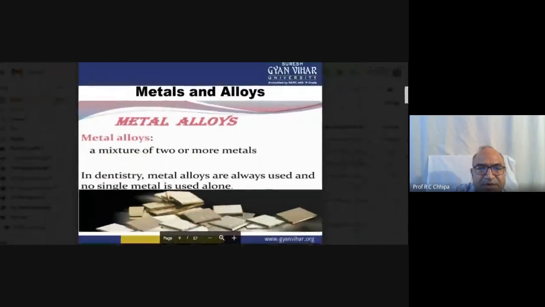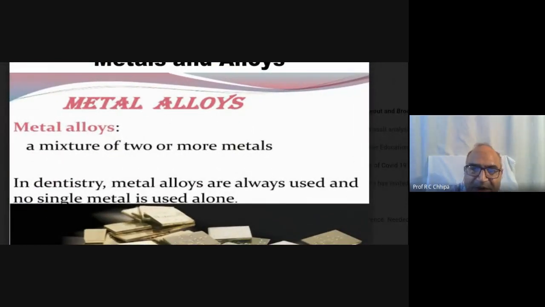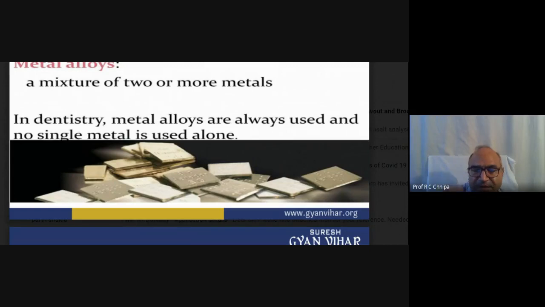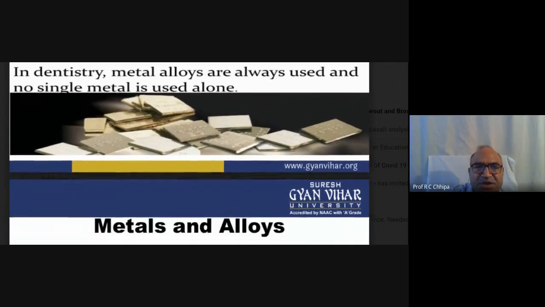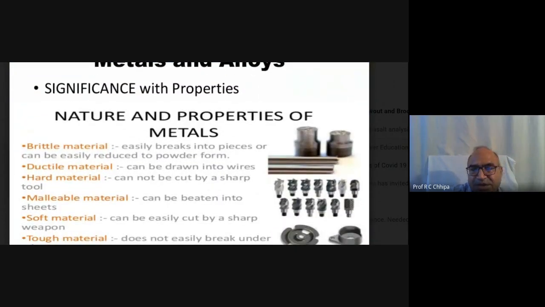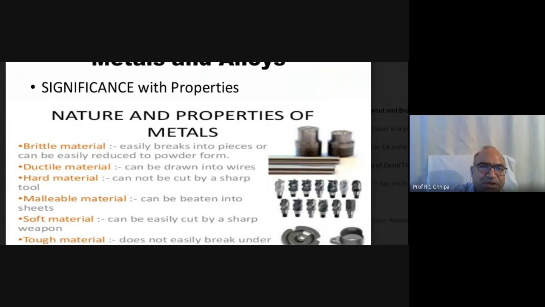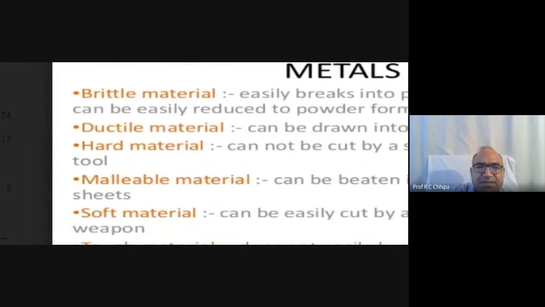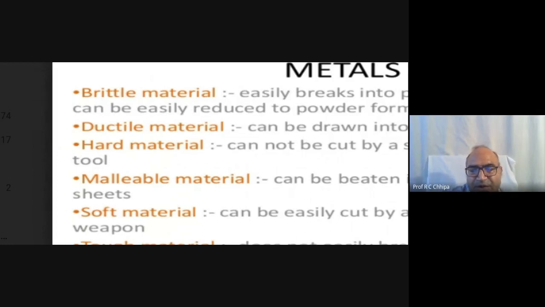So we come to alloying. Metal alloys are mixtures of two or more metals, used in various examples in industry. Metal alloys are always used, and no single metal is used alone. Now, the significance and their different properties. We can see why these metals and alloys are used, because of their specific characteristics. What are those? Brittleness, ductile, hard, malleable, soft. These are the specific characteristics because of which they are used.